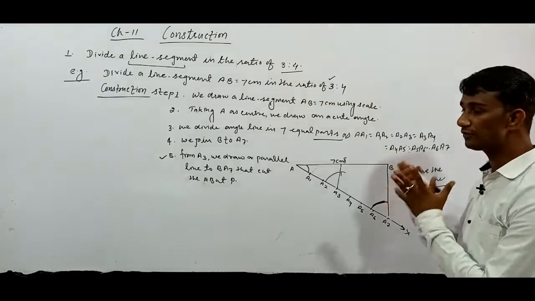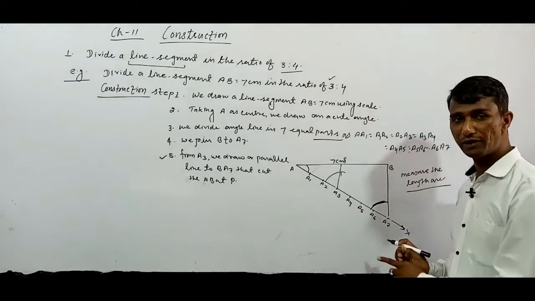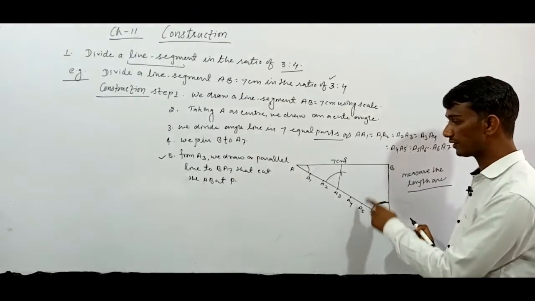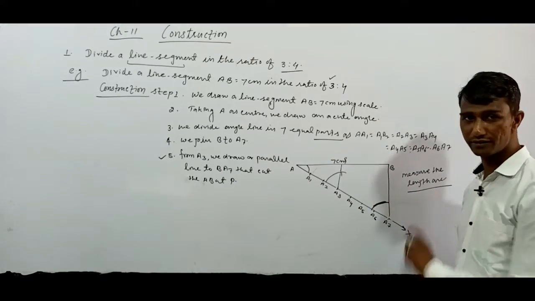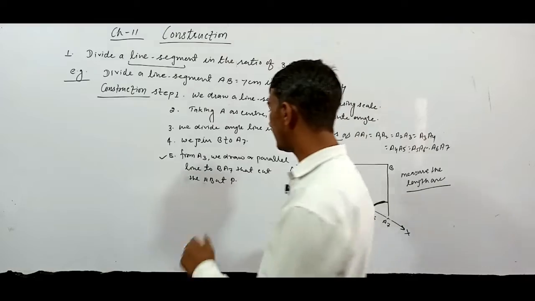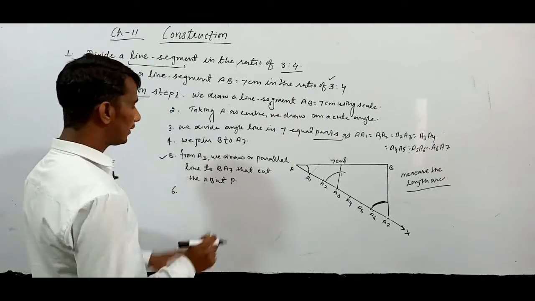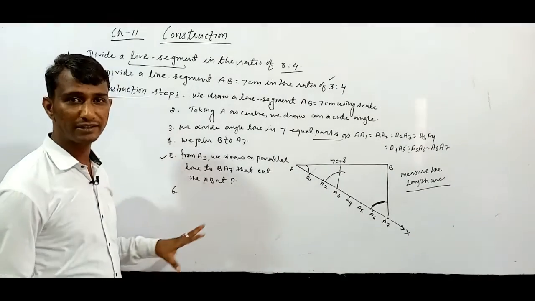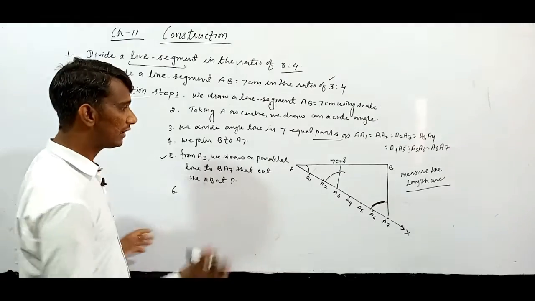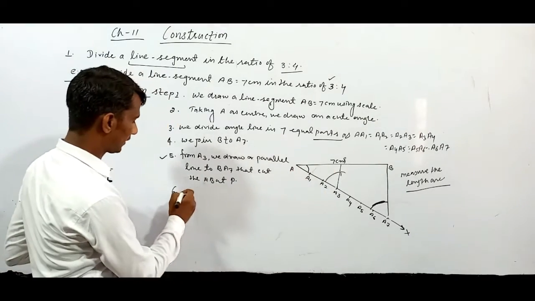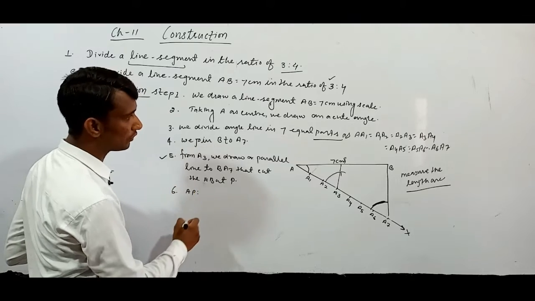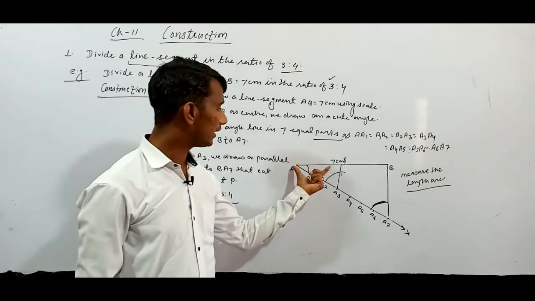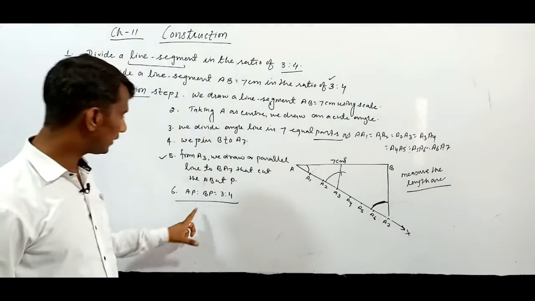So how many steps are involved in step number 5? One by one you have understood the concept of this parallel line, and draw it in this way, because this is a very important step for dividing the line segment. Next, if you apply this step number 5, our construction is completed, and we can say AP ratio BP equals 3:4. Now you can say AP ratio BP equals 3:4.